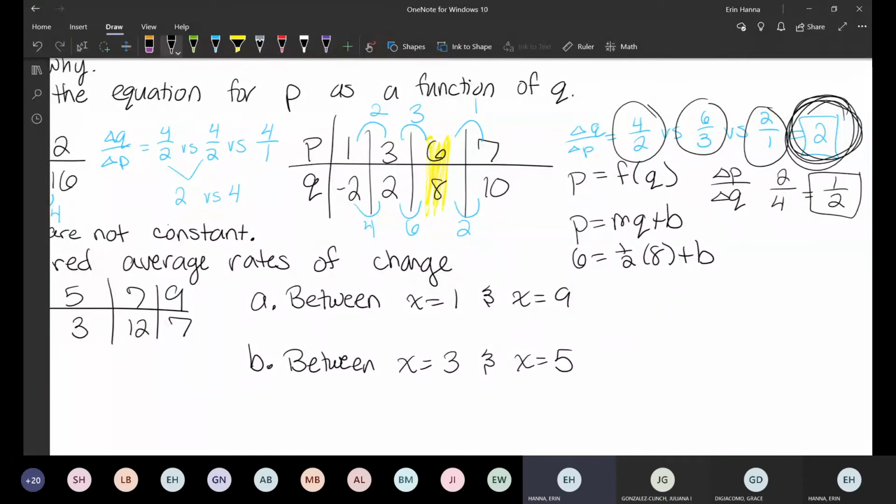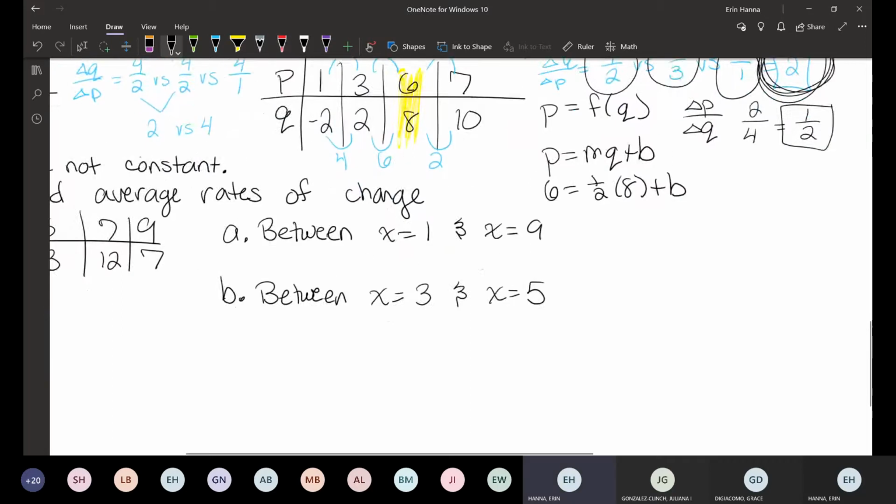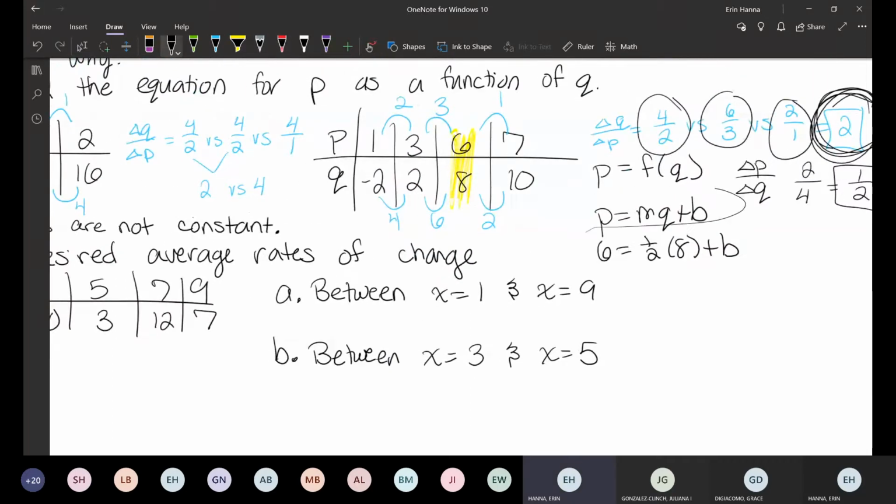So once we had the slope of 1/2, sorry, now I'm moving the screen. We want it to be written as P equals MQ plus B. And I decided to choose the point (8, 6). So I plugged in the 6 for the P, the 8 for the Q, and the 1/2 for the M.